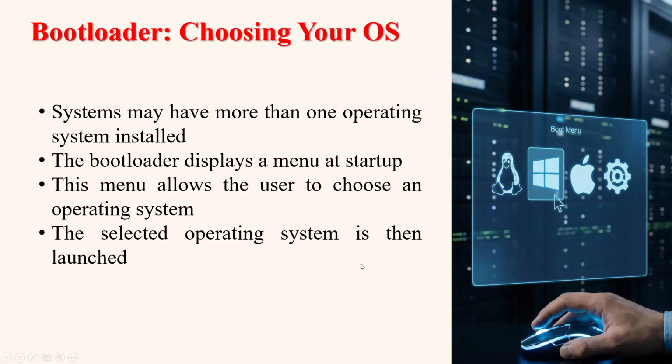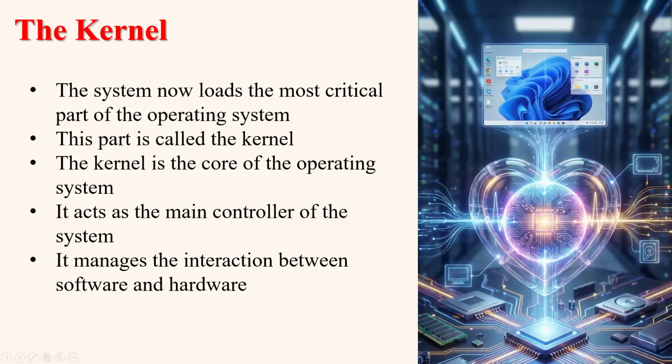Now, after the bootloader finishes its work, the most important part of the operating system is loaded. And this part is called the kernel. The kernel is the core of the operating system. It acts as the main controller of the system. Everything passes through the kernel. Programs do not directly talk to hardware, they talk to the kernel. The kernel then talks to hardware. You can think of the kernel as a manager. Applications make requests. The kernel decides how and when those requests are going to be handled. And without the kernel, the operating system cannot function.